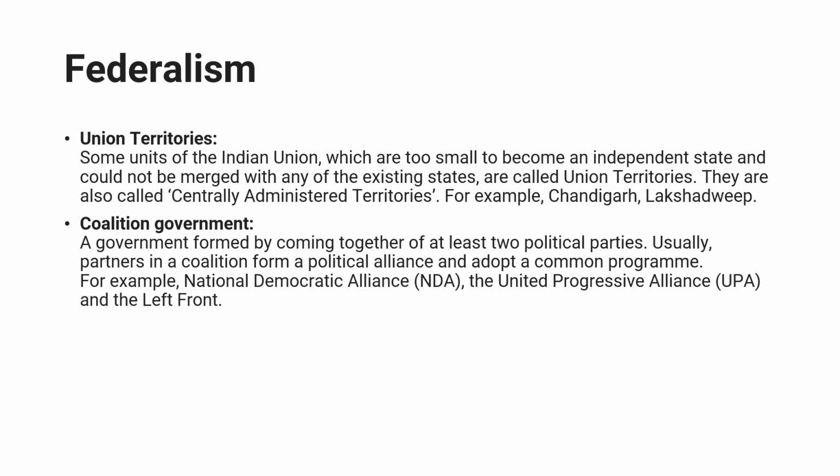Coalition government. A government formed by the coming together of at least two political parties. Usually, partners in a coalition form a political alliance and adopt a common program. For example, the National Democratic Alliance (NDA), the United Progressive Alliance (UPA), and the Left Front.